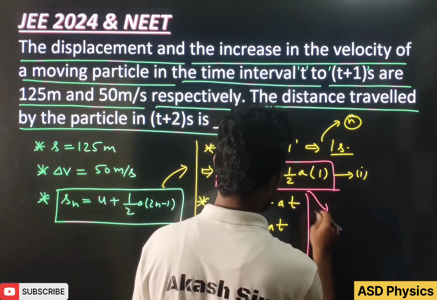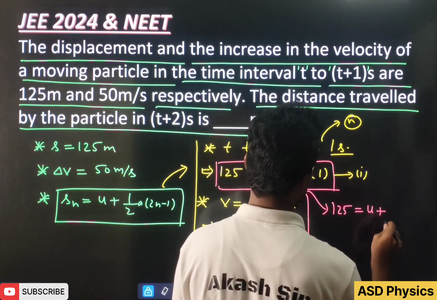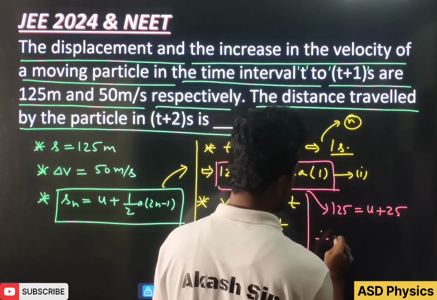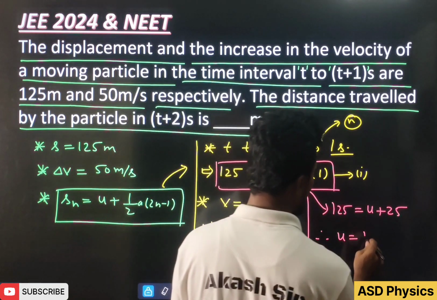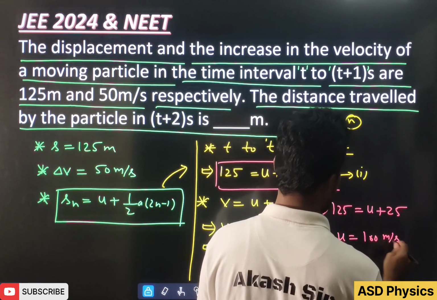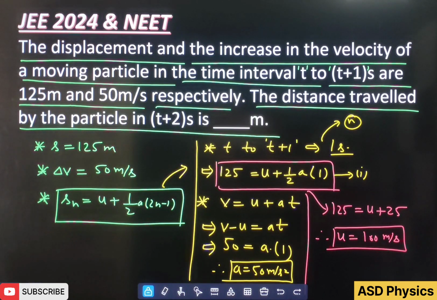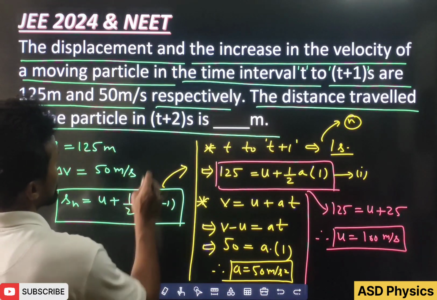Now when I put a equal to 50, what will become here? 125 is equal to u plus a by 2, that is 50 by 2 means 25. So hence u will come as 125 minus 25. That means it will come 100 meter per second. So you can see very well, a value we have got is 50, u value we have got is 100 meter per second.